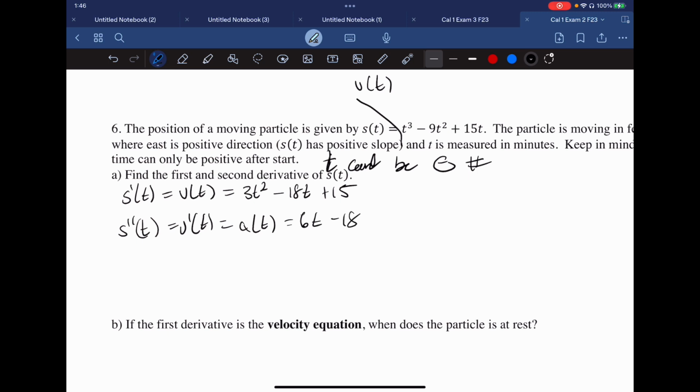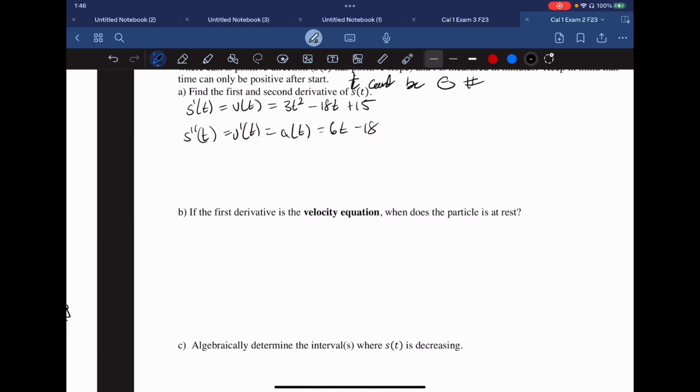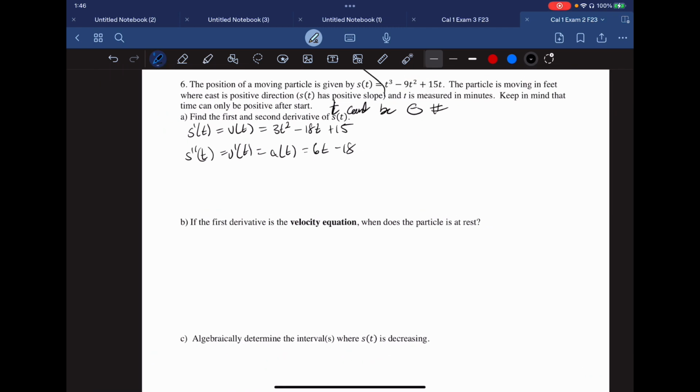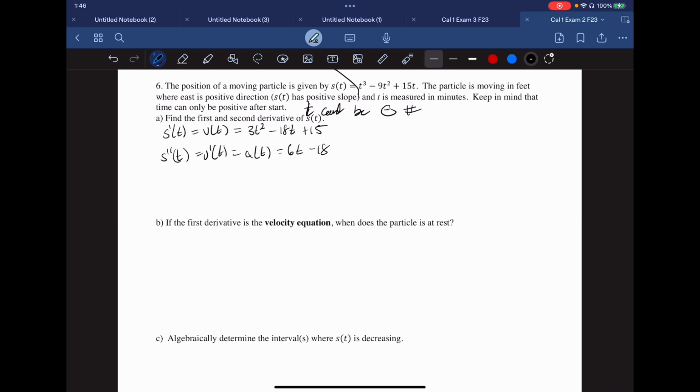Awesome. Knowing this, if the first derivative is the velocity equation, when is the particle at rest, right? So to find when the particle is at rest, set v of t equal to 0, and then we solve for t. So v of t equals 0, right? So that's going to be 3t squared minus 18t plus 15 equals 0.